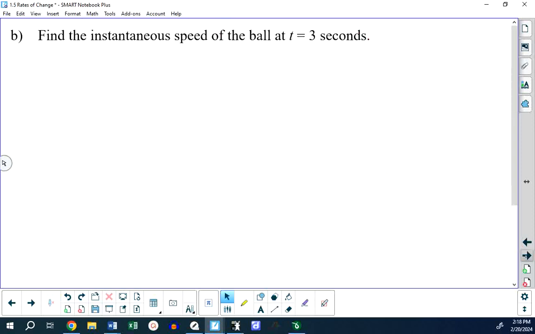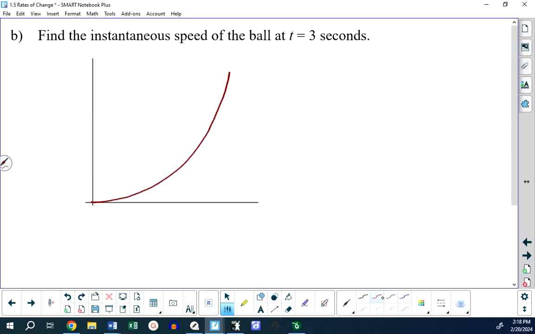All right, B. Find the instantaneous speed of the ball at 3 seconds. Well, what we are trying to do is determine the slope of the tangent to this function at 3 seconds. So I'll just quickly redraw this. So we have this function, which is s of t as a function of t. And what we're after now is not a speed between 2 points in time. We're interested in a speed at a particular point in time.